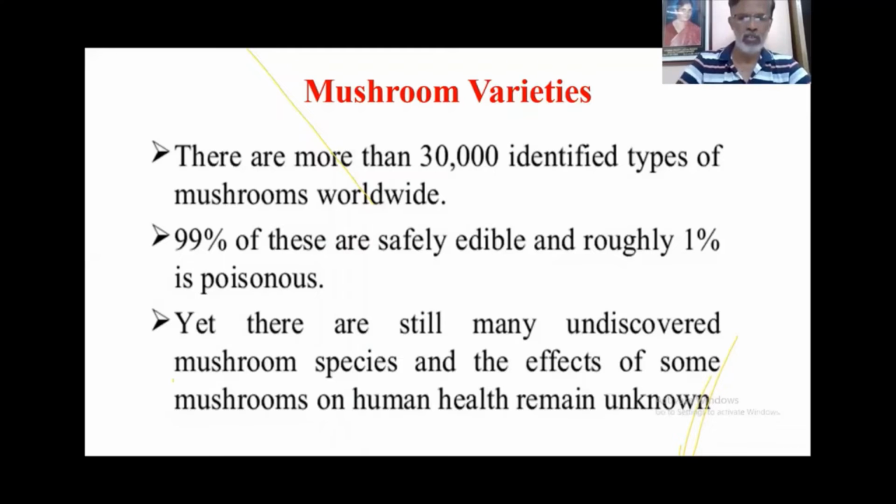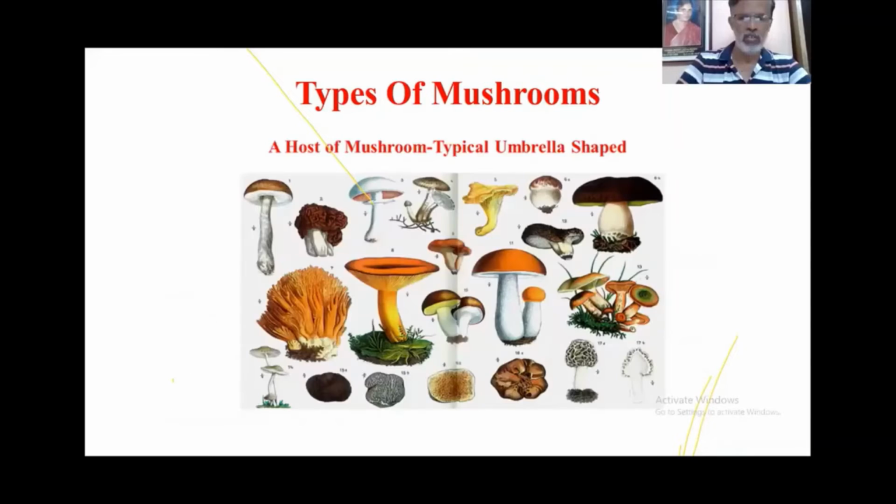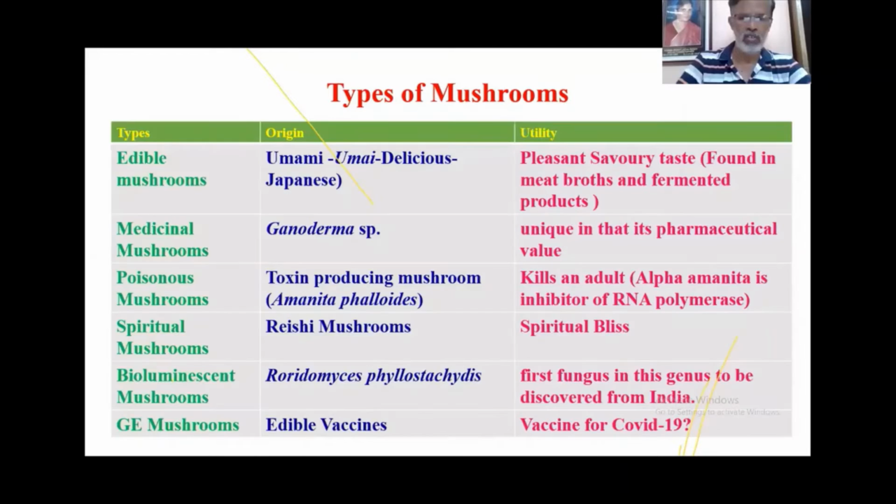So this picture shows how many varieties of mushrooms are available in the world, and all of them are umbrella shaped. Now I have classified mushrooms into maybe five or six types. First is the edible mushroom. Second is the medicinal mushroom. Third is the poisonous mushroom. Fourth is the spiritual mushroom. Fifth is the bioluminescent mushroom, and the last is the genetically engineered mushroom.